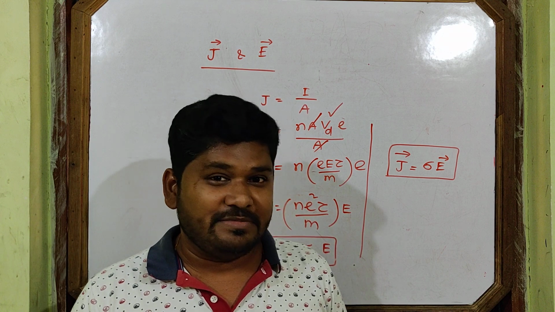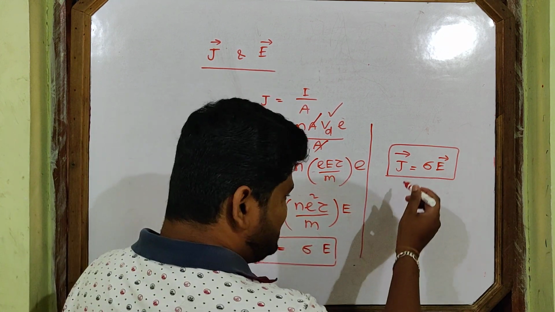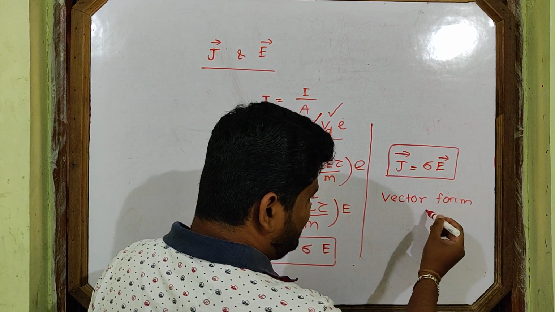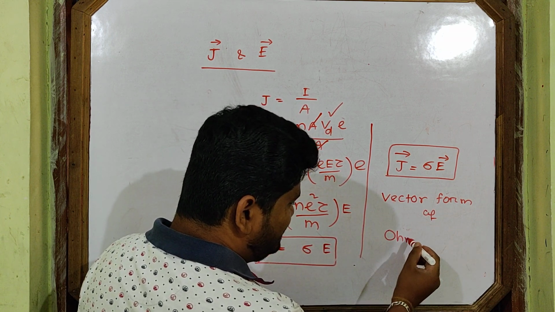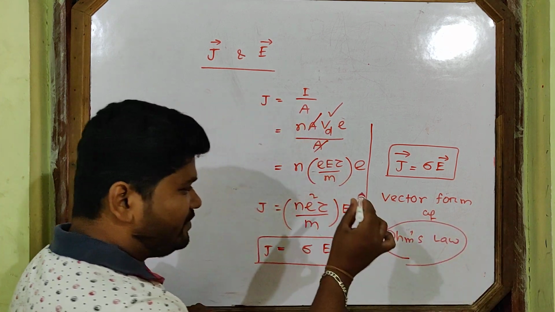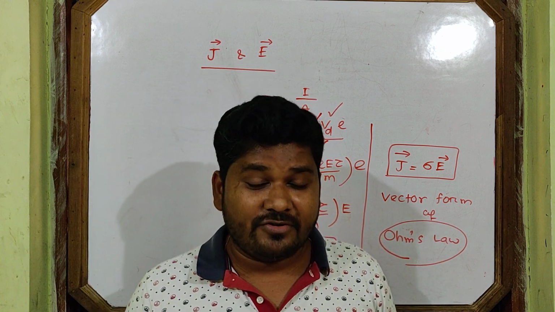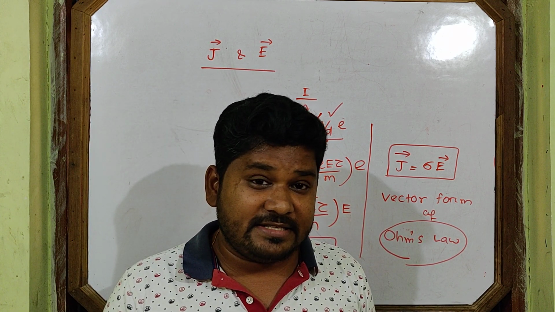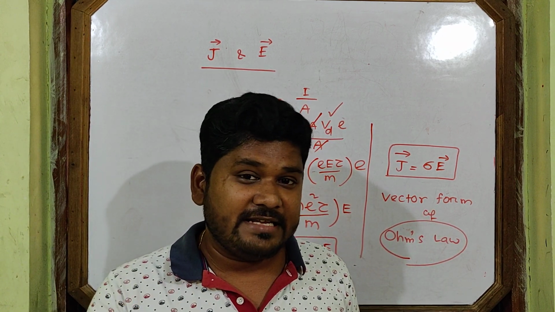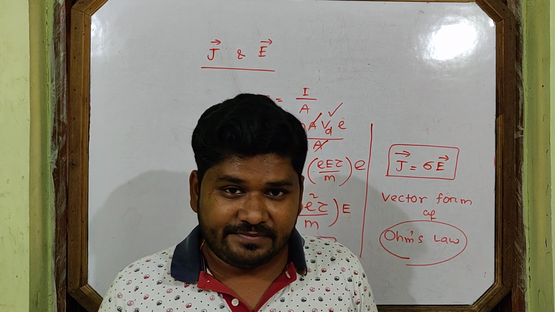But one important thing I am telling you, you will rarely find it in different books. What is this actually? This relation is called the vector form of Ohm's law. This is very important. Vector form of Ohm's law. In the exam, if the question comes, derive the relationship between current density and electric field intensity, then you will get the relationship directly. You got the question directly. You can derive it.